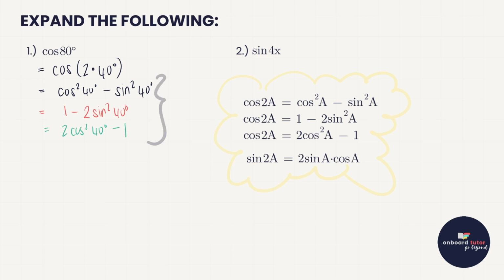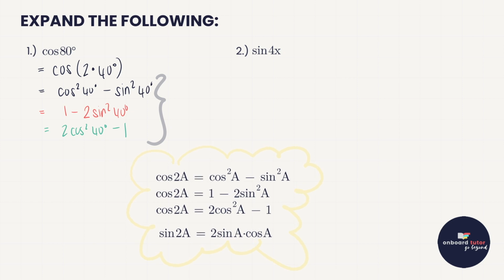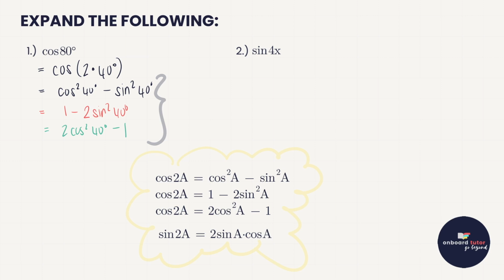Sine, on the other hand, as I said earlier, just has the one option. So let's take a look at that. Let's make some space there. What we need to do is break it up. We need to say that this sine 4x can be written as sine 2 times 2x. Remember, we want to make some form of double angle. And then that one we can expand there.